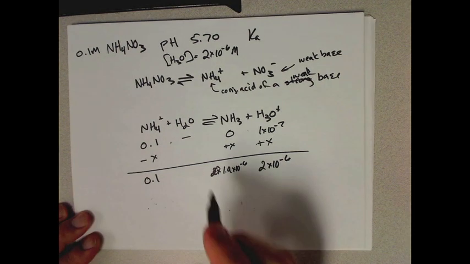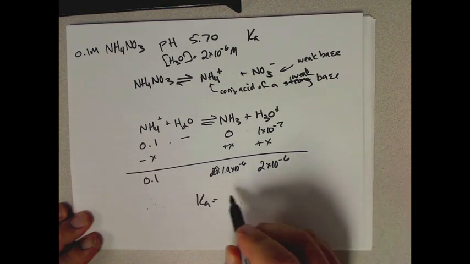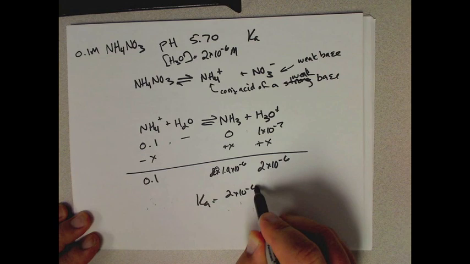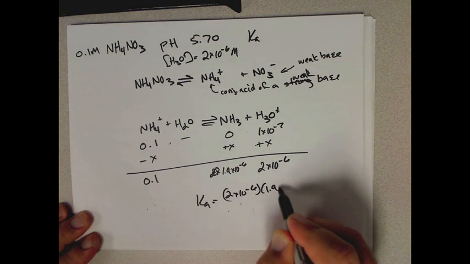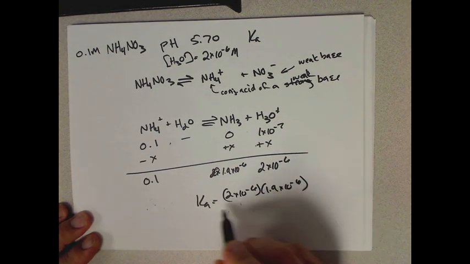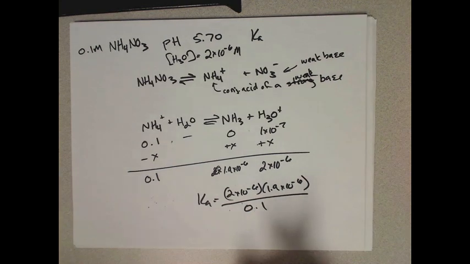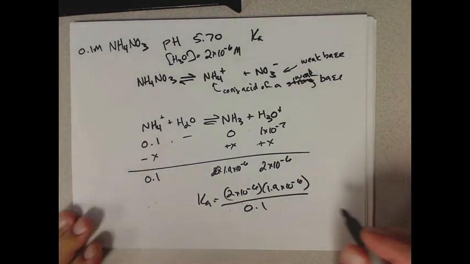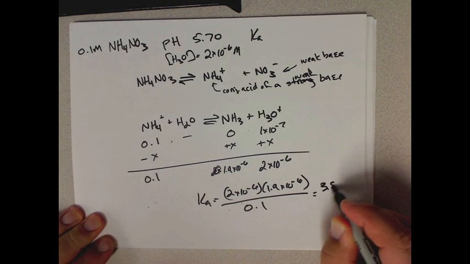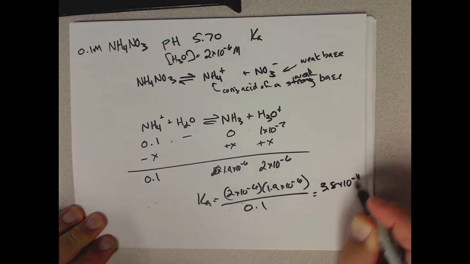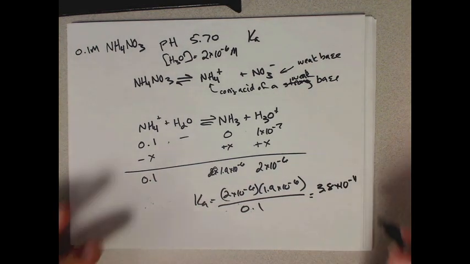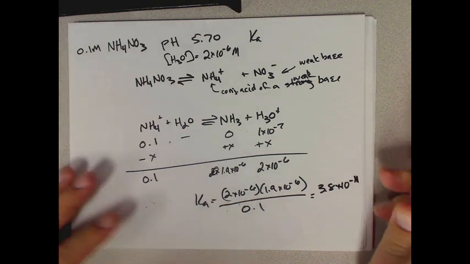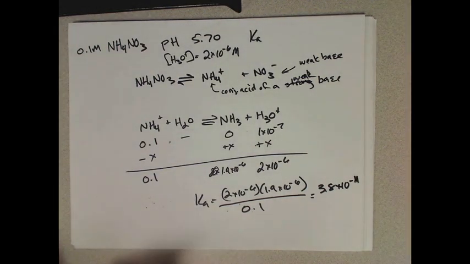Okay, so if we set up the Ka, that would equal 2 times 10 to the minus 6 times 1.9 times 10 to the minus 6, divided by 0.1. If you do that math, you get 3.8 times 10 to the minus 11. So it's a pretty weak acid, but it's still an acid and still makes the solution a little bit acidic.